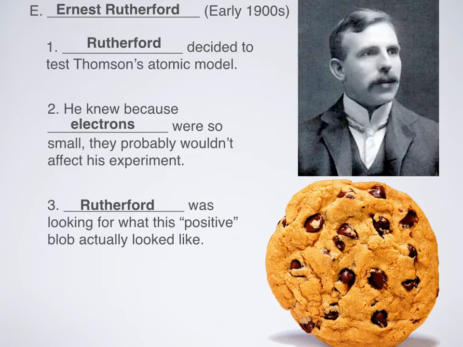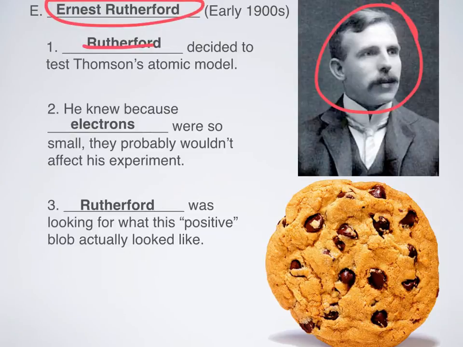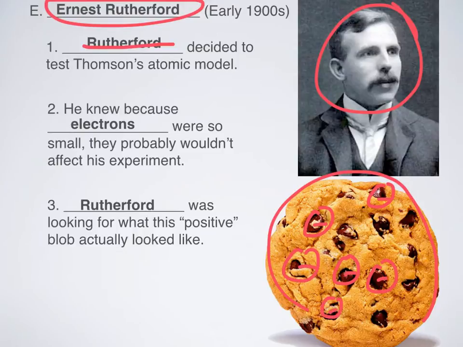Alright, so our next scientist that we have to talk about is called Ernest Rutherford. And so Ernest Rutherford decided to test out whether or not Thomson's atomic model was correct. So he wanted to know if the chocolate chip cookie model was really a good idea for what an atom was like, or if there was a better alternative. And now, when he was doing his experiment, he knew that electrons would probably be so small that they wouldn't really affect his experiment. What he was interested in is, what does that positive blob really look like?